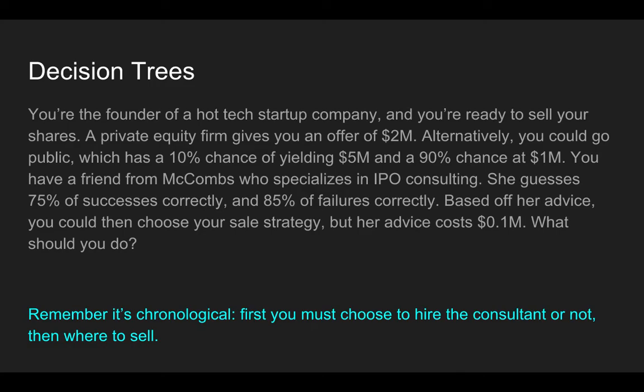Now if the forecast is success, we have an expected value of 2.32. We have an expected value of 1.9 if she forecasts us being a failure. Multiply each value by its probability, and then add those together. You should get 1.99. Do the same thing in the bottom. That random node has a 1.4. We have to choose between 1.4 and 2. We choose 2. So what do you do? Hire the consultant? No. You just go ahead and sell it off to private equity.